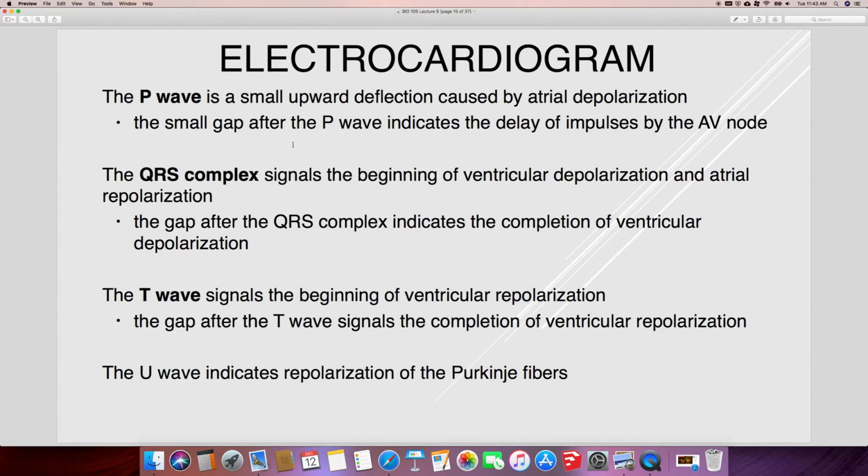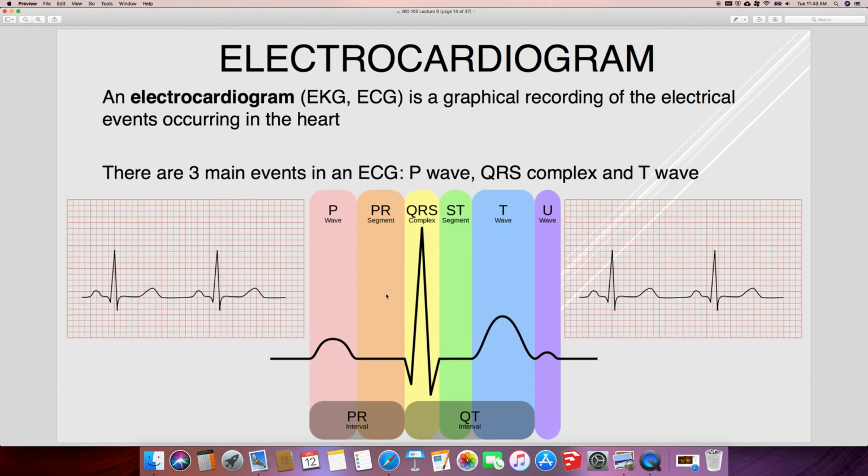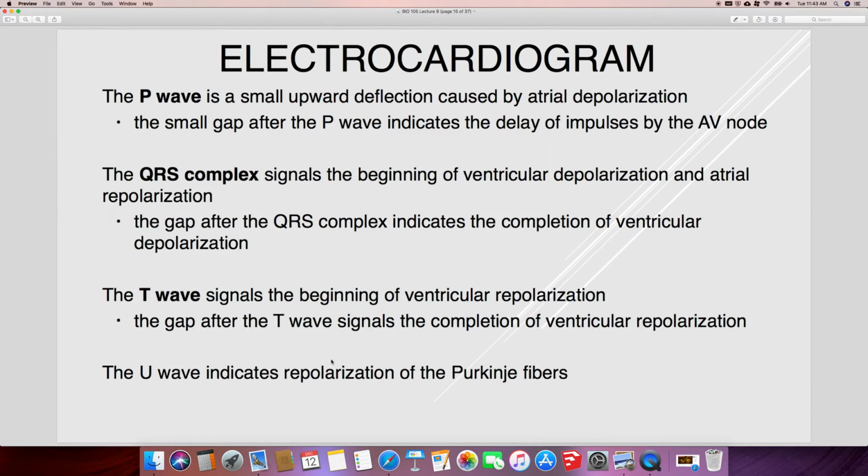So the P wave, this is that first upward deflection here, and this indicates depolarization of the atria. Okay. The QRS complex is going to represent mostly ventricular depolarization. Atrial repolarization occurs at the same time, but you don't really see it because the electrical activity of ventricular depolarization is so great that you don't see the electrical activity from the repolarization of the atria.